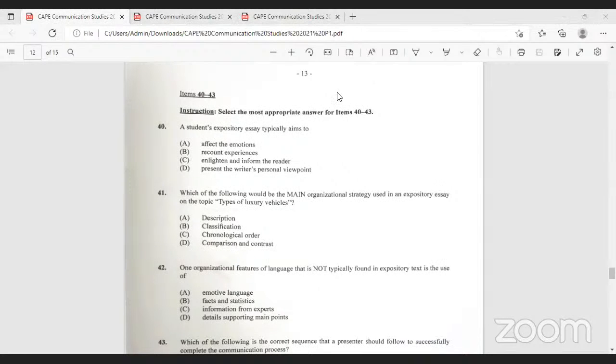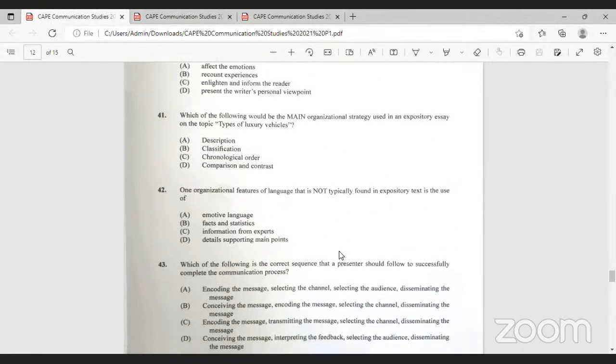Yeah. 41, which of the following would be the main organizational strategy used in an expository essay on the topic types of luxury vehicles? We went through this one again as well. The answer is B, classification, right? Types.